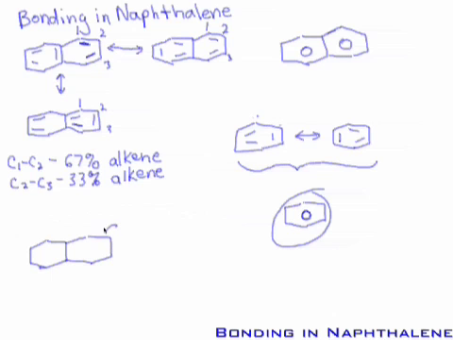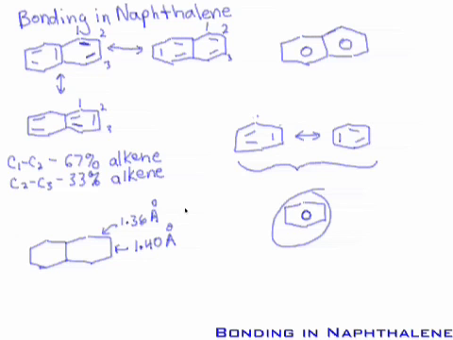The carbon-carbon distance between carbons 1 and carbon 2 is 1.36 angstroms. The determined carbon-carbon distance between carbons 2 and 3 is 1.40 angstroms. It is a longer bond. And this lengthening corresponds to the expected value of the smaller percentage of alkene character.